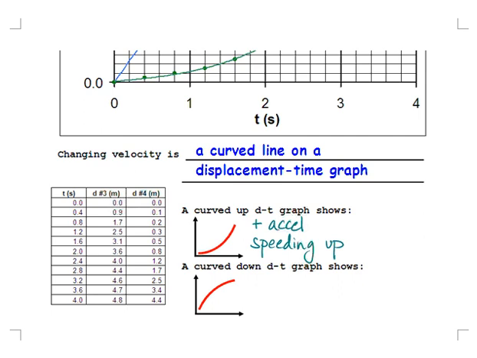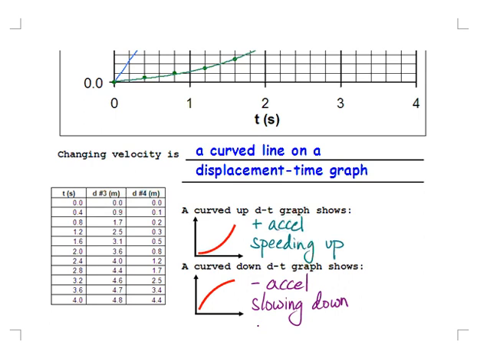Contrast that with something sloping downwards. That means the slope is becoming flatter and flatter. The velocity is becoming less and less. That's a negative acceleration. That's what we would call it in physics. I also like to call it slowing down. And that's because it's a downward curve. Any part of an unhappy face, any part of that shape, is the line trying to curve down, so it's slowing down.